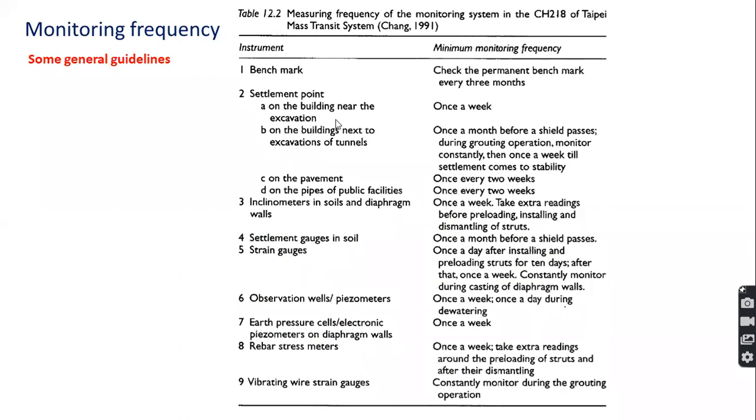Some general guidelines for selecting the monitoring frequency are shown here. For a benchmark that you use to compare with your readings, it is recommended to check the location and coordinates of the benchmark every 3 months during a deep excavation. Then all the other monitoring records like settlements, inclinometer readings, the observation well readings, and so on, are recommended to be taken once a week in general, right?